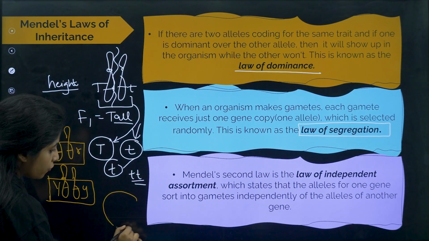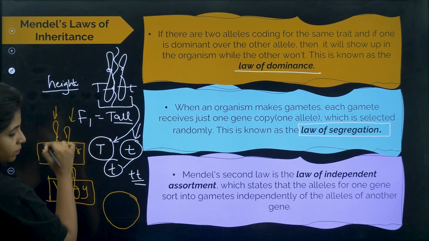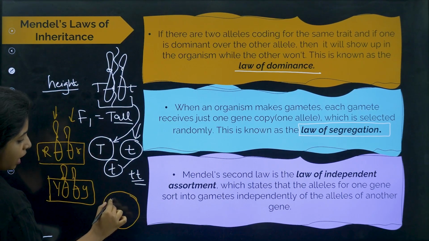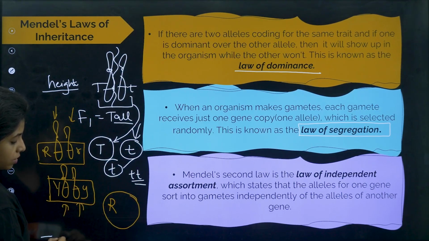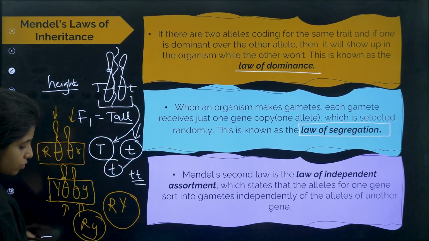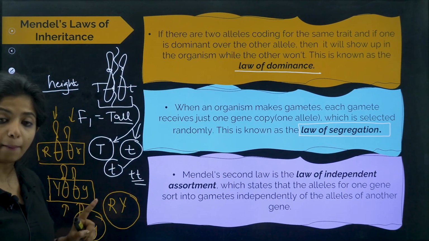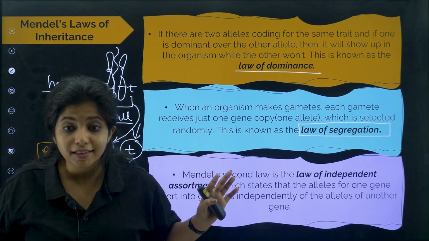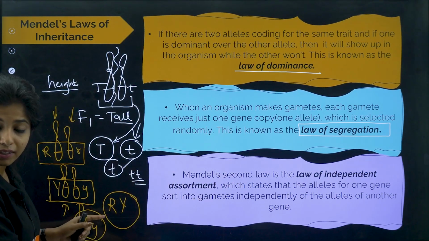So whenever gametes are formed, either this chromosome can go or this chromosome can go. Suppose R is going, then over here this chromosome can go along with it or it can go with this. So it can be like this or it can be like this also. They are not saying that capital R will go with capital Y only. It is not the case. They are independently segregated over here.